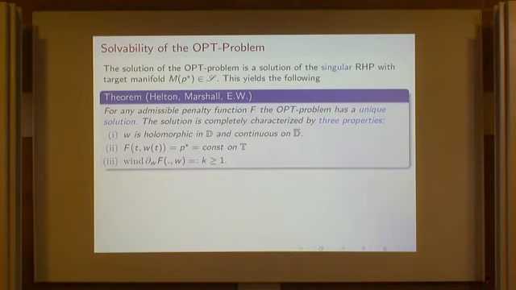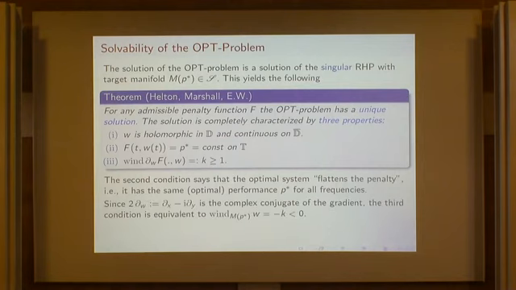And the solutions of the optimization problem are in fact solutions of a singular Riemann-Hilbert problem, which means they have some regularity, and they have the same performance for all frequencies, because they lie on the boundary of this target manifold. And moreover, they have a negative winding number about this singular target manifold, which is expressed here with the derivative of this penalty function f. This is the conjugate of the winding number. So, okay, this I already mentioned.